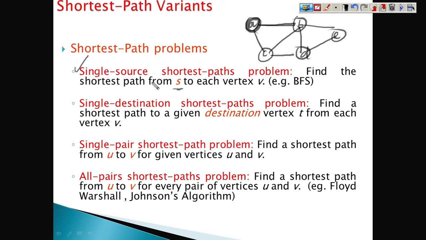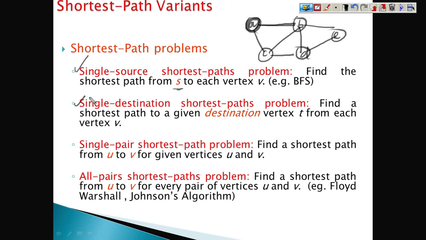So for example, when we do traversing using breadth first search, we are actually finding the shortest path. There we have to take one node as a root, and from that root we find the shortest path or the minimum path from the root to every other vertex.